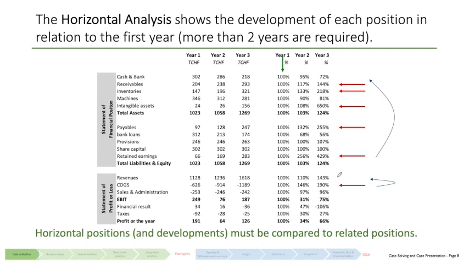Alternatively, we can use the horizontal analysis. So here, the different lines, how the different positions developed in year 2 and 3. And there, we would, for instance, see that the receivables went up significantly. So that's the second line. That might be an indication that we've been selecting the wrong customers. Customers, they don't pay as much.